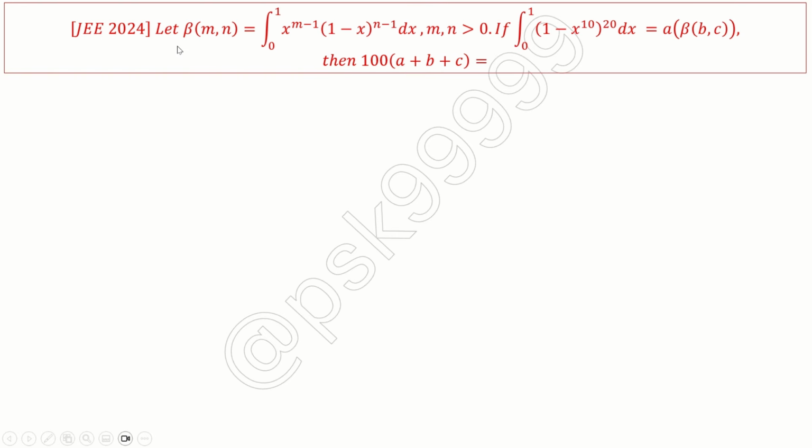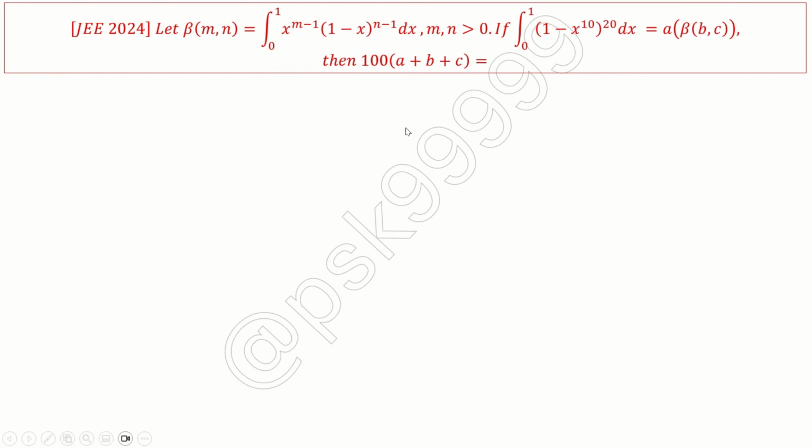So next, one more problem. This is from a different session in 2024 Mains. Here they gave the beta function already. Beta m comma n is nothing but the integration from 0 to 1 of x to the power of m minus 1, times 1 minus x to the power of n minus 1, dx, where m and n are positive. If the integration from 0 to 1 of 1 by 1 minus x to the power of 10, whole to the power of 20, dx is a times beta b comma c, then what is this?